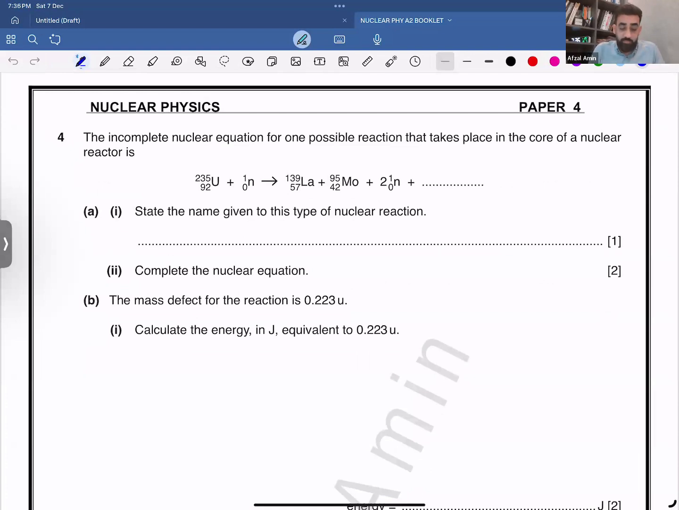Question number 4 says the incomplete nuclear equation for one possible reaction that takes place in a nuclear reactor is shown. You can see, my dear students, that uranium-92 with 235 absorbs 1 neutron. It breaks into lanthanum, molybdenum, and 2 neutrons. Say the name given to this type of reaction. You know a large nucleus is splitting into 2 smaller nuclei. The splitting of a large nucleus into smaller nuclei is called nuclear fission.